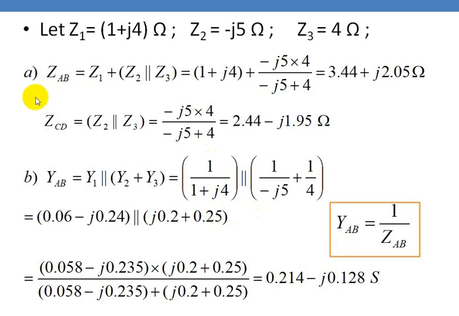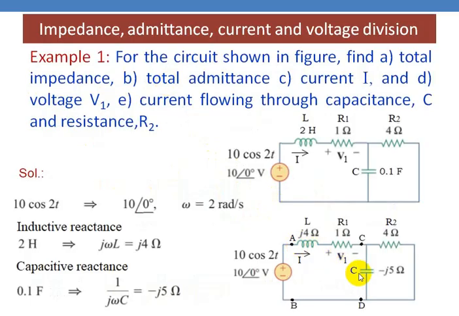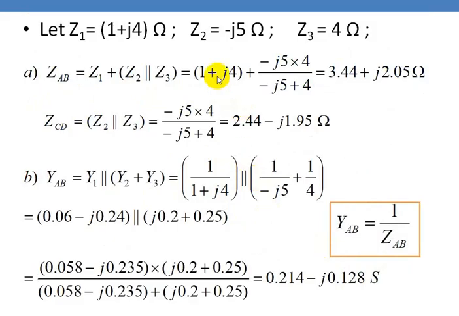So ZAB is Z1 plus Z2 in parallel with Z3. If you see here, Z2 is in parallel with Z3, and this comes in series with Z1. Now you substitute the values: 1 plus j4 plus Z2, which is minus j5, and Z3 is 4 ohms. So Z2 in parallel with Z3 can be written as minus j5 into 4 divided by minus j5 plus 4. So this comes to around 3.44 plus j2.05 ohms.